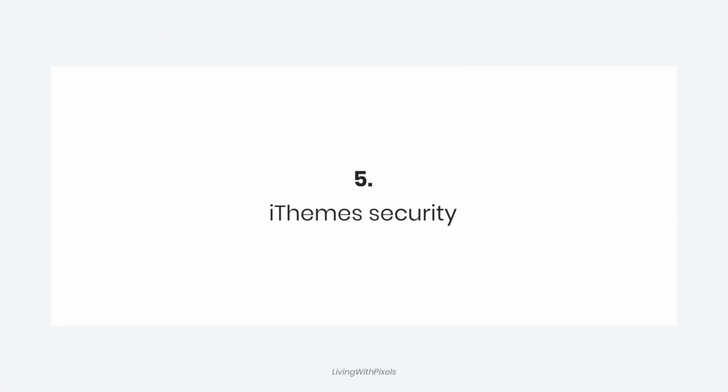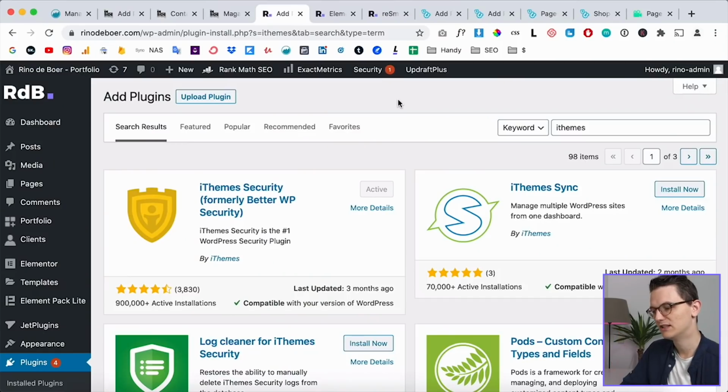And the next plugin on the list also has to do with security, and that is your main security plugin for WordPress. And I always use iThemes Security. Why? Well, previously I used Wordfence because that is the most used security plugin on WordPress, and it's really good, but it makes your website a little bit slower. So I want to keep everything smooth and fast, and that's why I use this plugin.